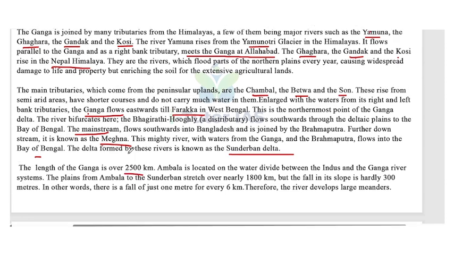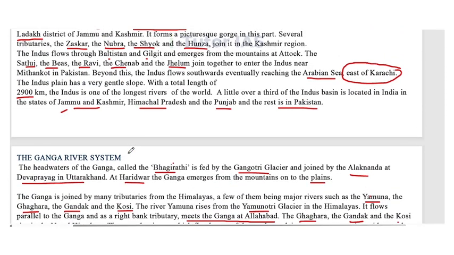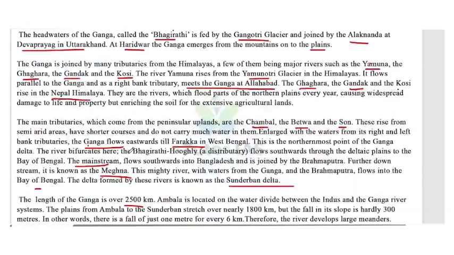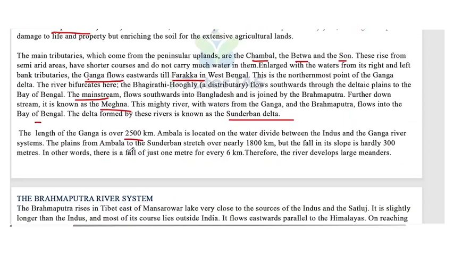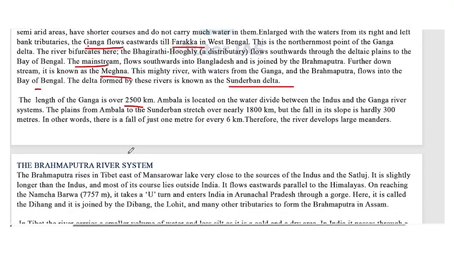Okay, we already discussed the Indus. Its length is 2,900 kilometers. It is one of the largest rivers of India. Now, the length of Ganga is 2,500 kilometers.